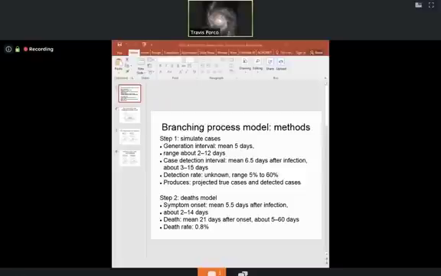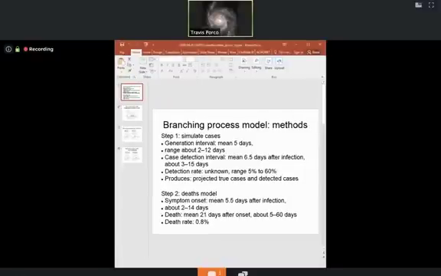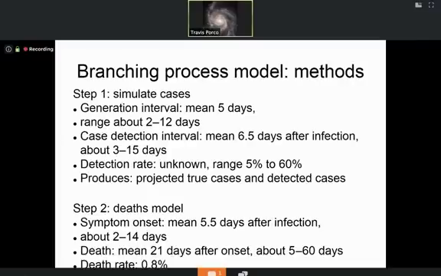So what we did was repurpose a model we've been using for Ebola transmission and measles transmission. We used these branching process tools and reasonable assumptions from the literature. Now let's proceed to the next slide. Again, this is work mainly done by Lee Warden and our group. Next slide.